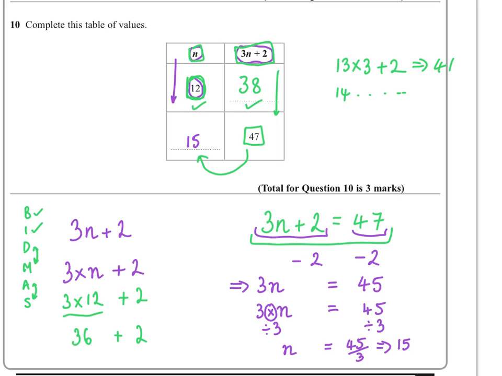But don't forget, if you had said 3 lots of 15 plus 2 as workings, which gave you 45 plus 2, i.e. 47 as an answer, then your workings would have supported what you'd written here, and that would have been fine also.